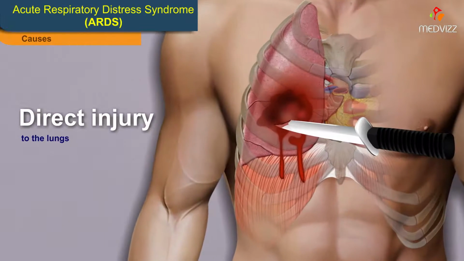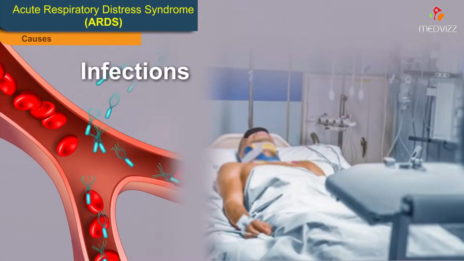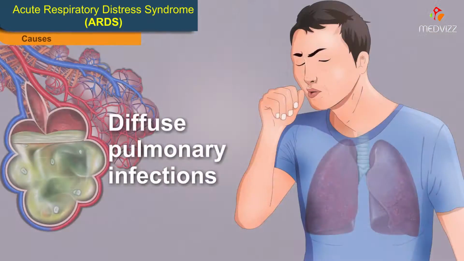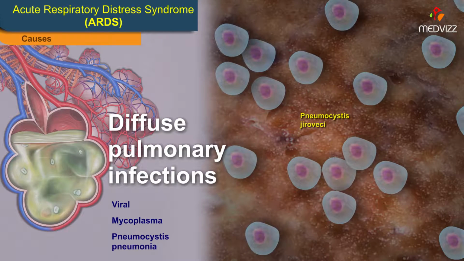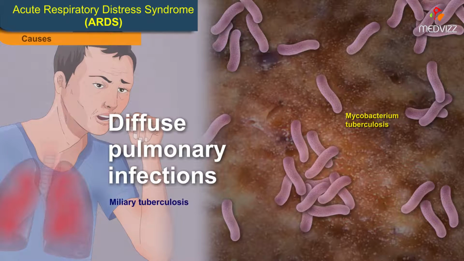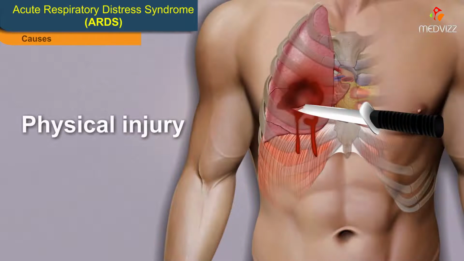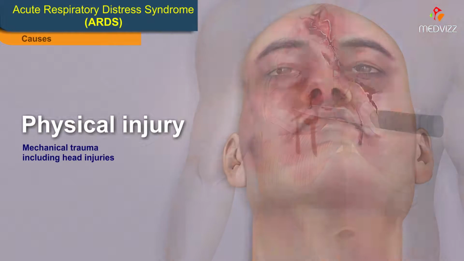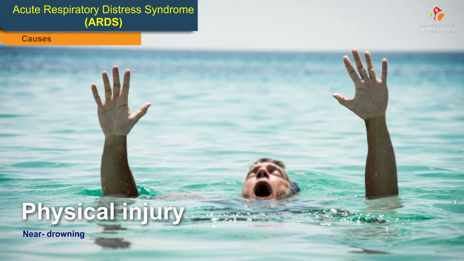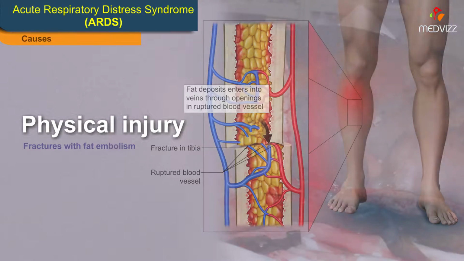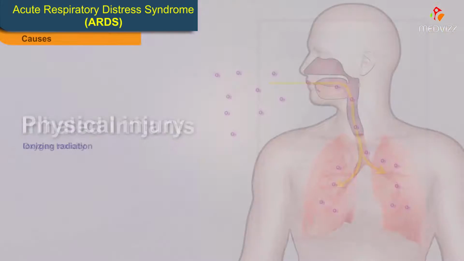The causes: it's caused by direct injury to the lungs or systemic diseases. Infection, such as sepsis, diffuse pulmonary infections by viral, mycoplasma, pneumocystis pneumonia, or miliary tuberculosis, and gastric aspiration can all cause ARDS. Physical injury, such as mechanical trauma including head injuries, pulmonary contusions, near drowning, fractures with fat embolism, burns, and ionizing radiation can also cause ARDS.